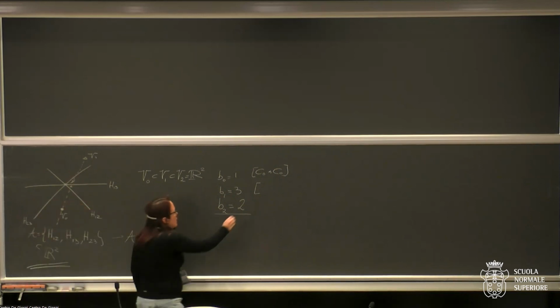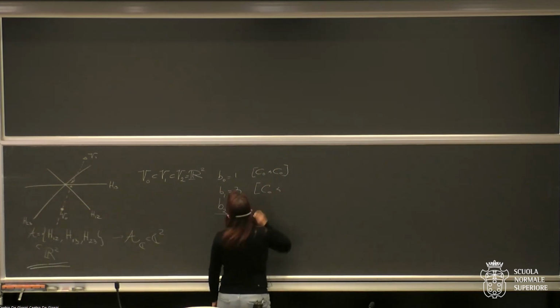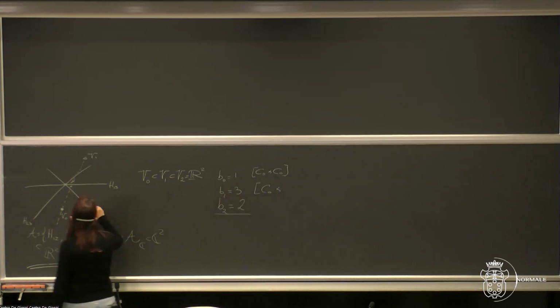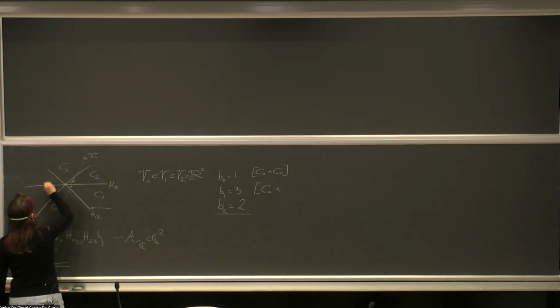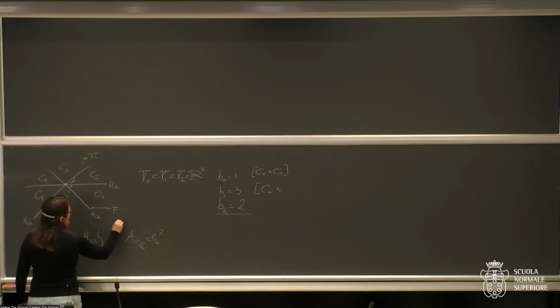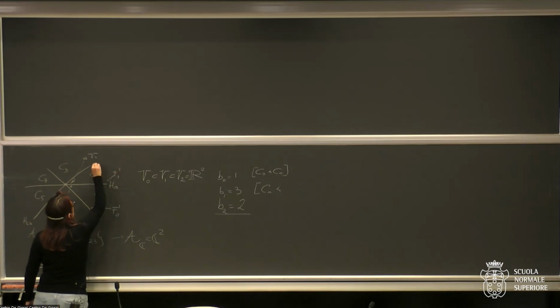So let's pick C0. Remember, we call these C0, C1, C2, C3, C4, C5. This was F10. This was F11. This was F12.